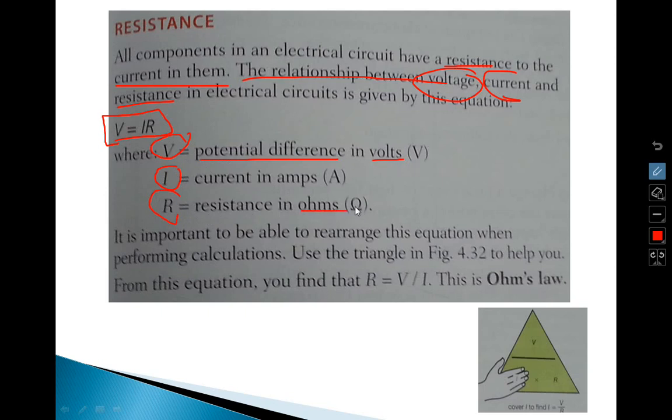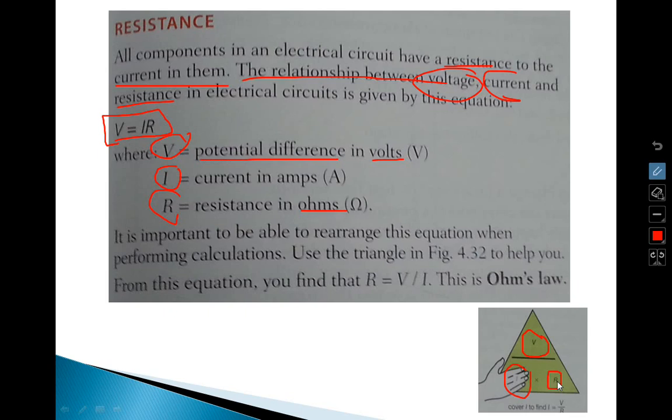Voltage, ampere, resistance. So voltage is equal to I times R. Actually, it's easier to use this triangle to find the relation between the three of them. If we are looking for V, put your hand over V, and V is equal to I times R. If you are looking for R, put your hand on R, so R is equal to voltage over I. If you are looking for I, I is equal to voltage over R.